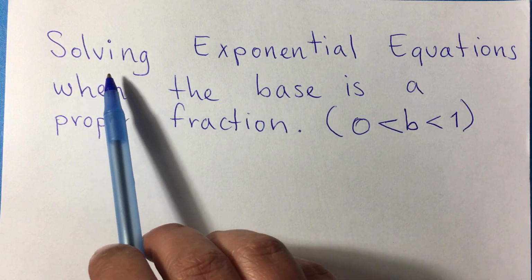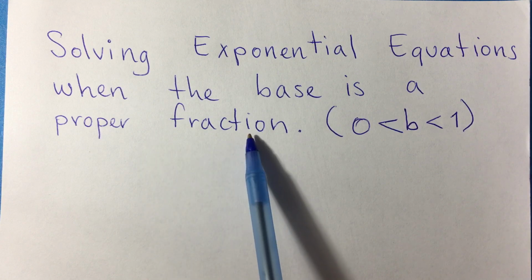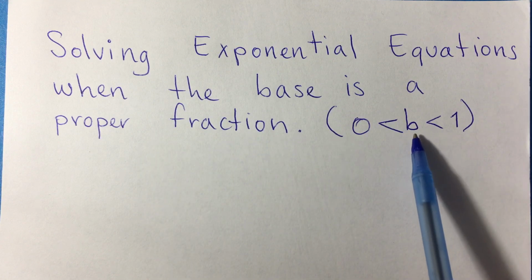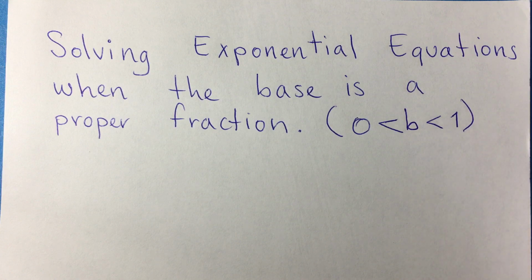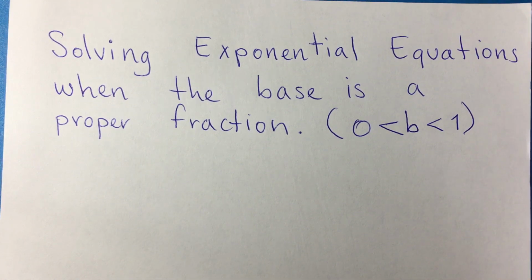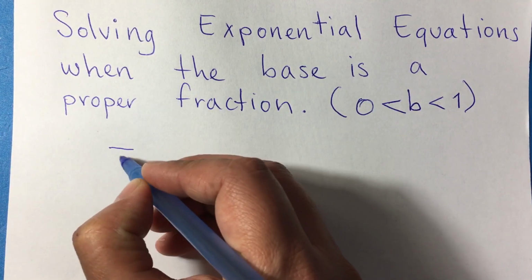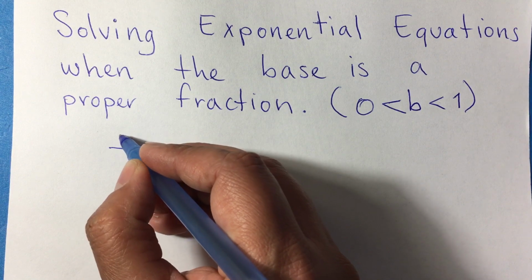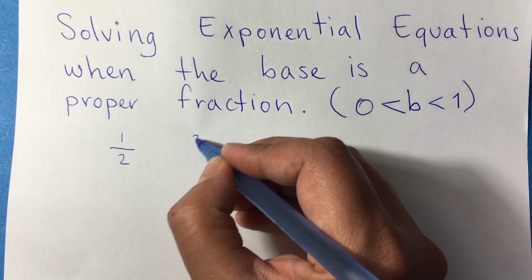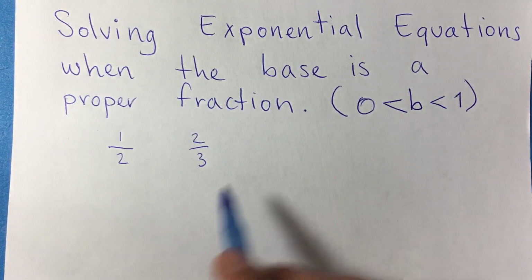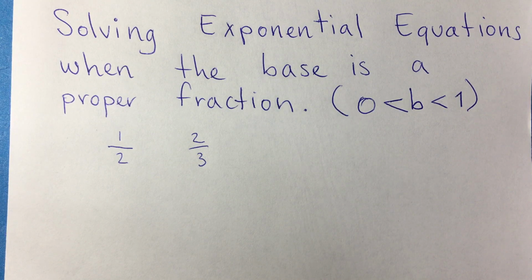Hello students, today we will be solving exponential equations when the base is a proper fraction. That means that b is greater than 0 but less than 1. And for those who are not sure what a proper fraction is, it's when the numerator is smaller than the denominator. For example, in here we might have 1 over 2 or 2/3. Okay, that's a proper fraction. It's less than 1, but it's greater than 0.